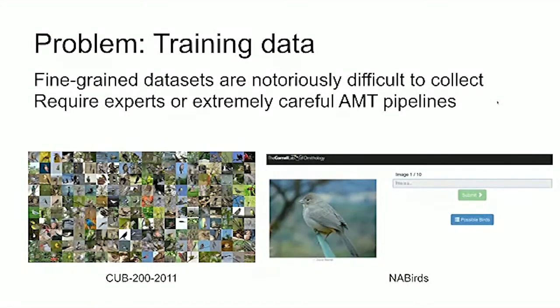image recognition. Fine-grained image recognition is the task of recognizing different types of very, very similar objects. So let's say different types of birds, different types of trees, different types of dogs, and different types of cars.